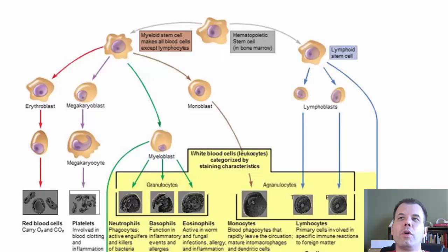meaning that it can make any of the blood cells. Now, some of them will go in one direction, and they will go and make your red blood cells. Some of them will go into another direction and make platelets. Some of them will go down and make the granulocytes. Others will go down and make monocytes, which is an agranulocyte, and then others will go and make your B and T cells. So again, think of it this way. All your white blood cells, all your red blood cells, and your platelets come from one master stem cell.